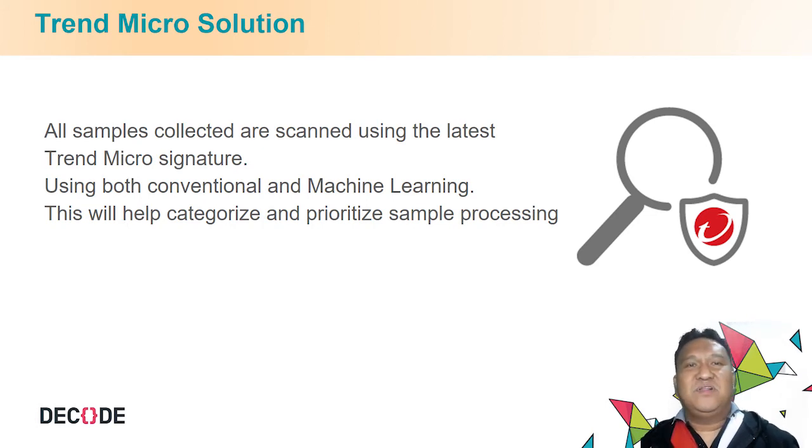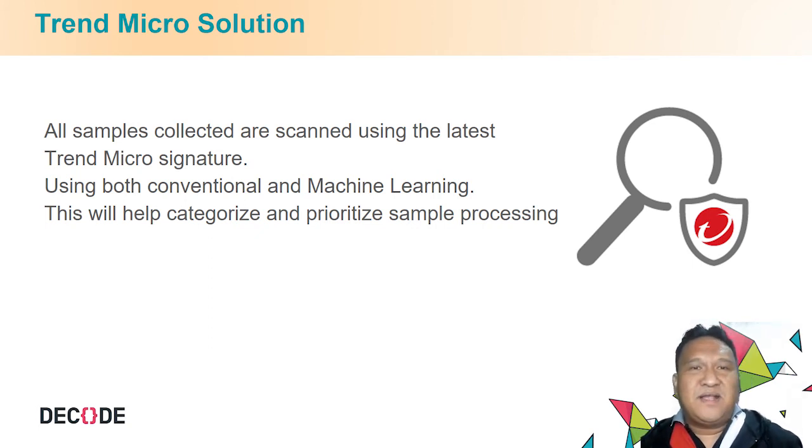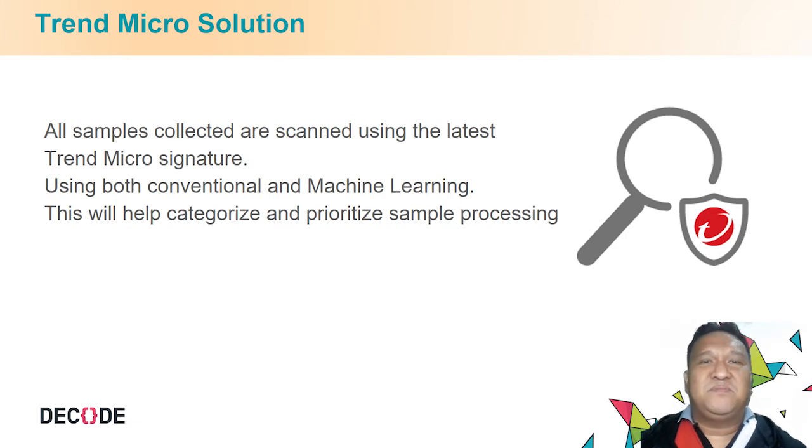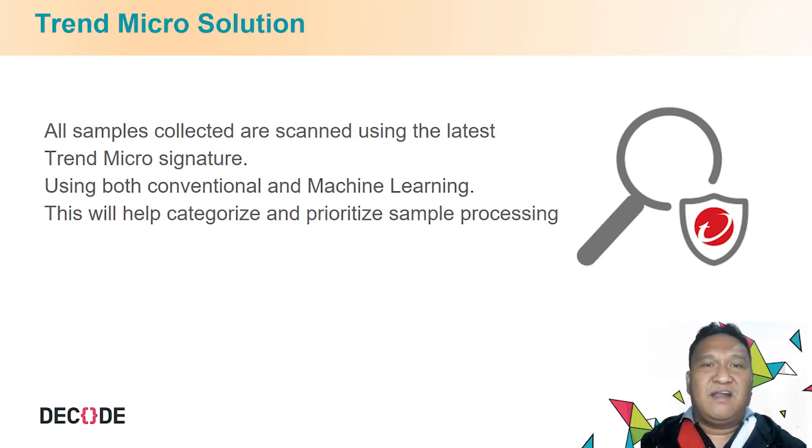All collected samples are scanned using the latest Trend Micro conventional pattern and machine learning model. This will help categorize and prioritize sample processing. This will determine if samples are currently supported by the latest Trend Micro solution, and if not, submit them for analysis and detection.